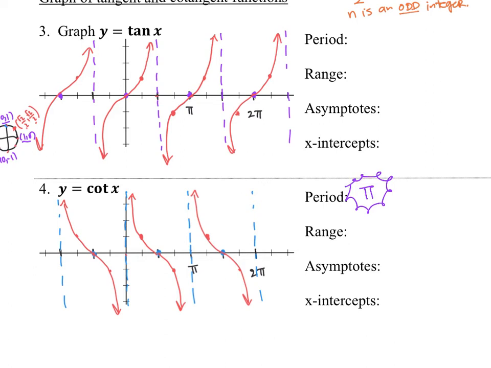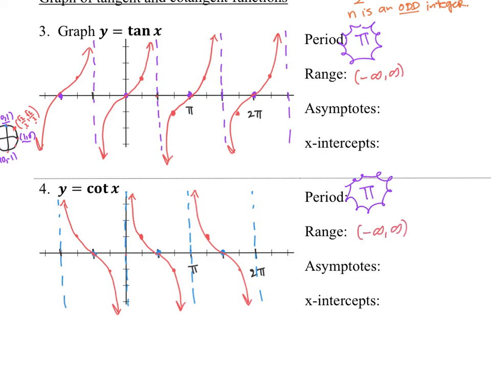The period for tangent is also pi. This is always true unless there's some kind of period shift. So it's not the same as sine and cosine. Tangent and cotangent only have a period of pi. What's my range? Negative infinity to infinity, because I can see it going down and up forever with no breaks in the middle.